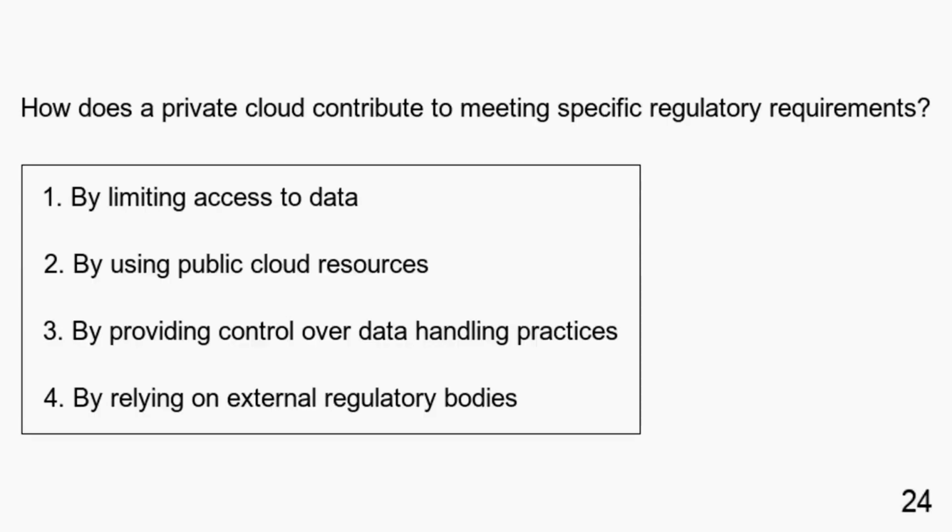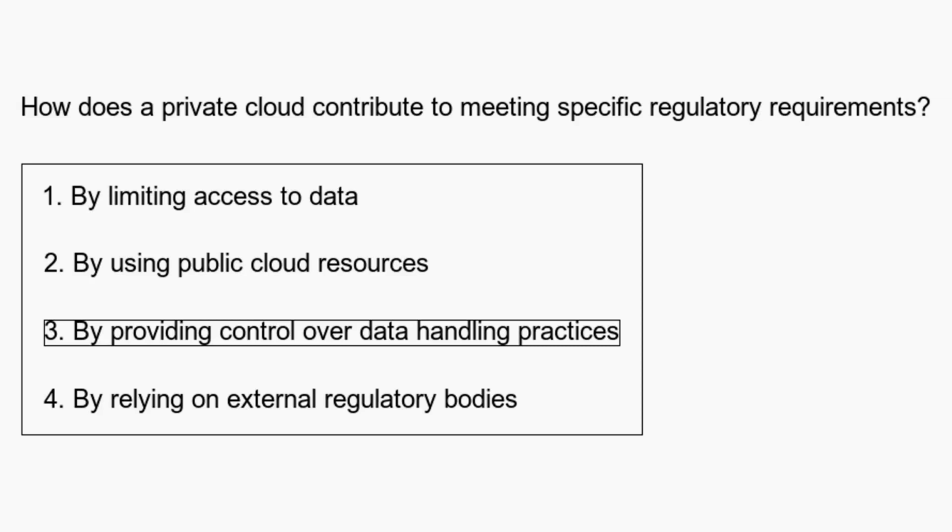How does a private cloud contribute to meeting specific regulatory requirements? By limiting access to data. By using public cloud resources. By providing control over data handling practices. By relying on external regulatory bodies. Private clouds enable organizations to have control over data handling practices, facilitating compliance with specific regulatory requirements.